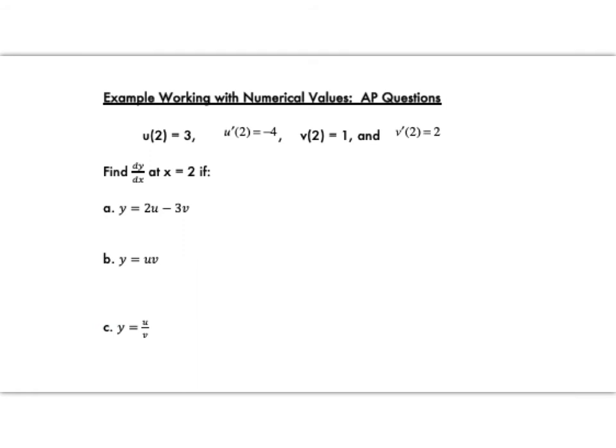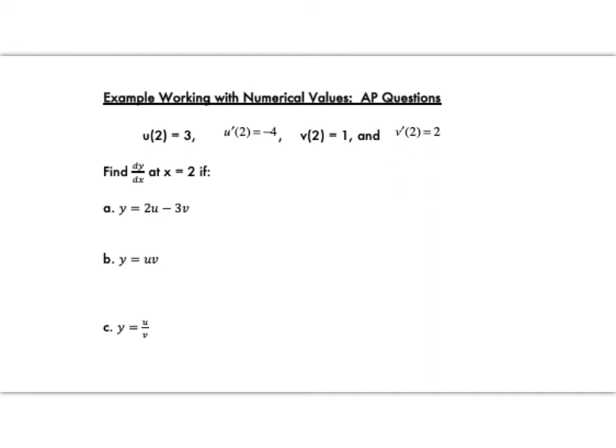First of which is working with numerical values on AP questions. So I've got some functions here that you don't know what they are. All you know is that u of 2 is equal to 3, u prime of 2 is negative 4, v of 2 is 1, and v prime of 2 is 2.